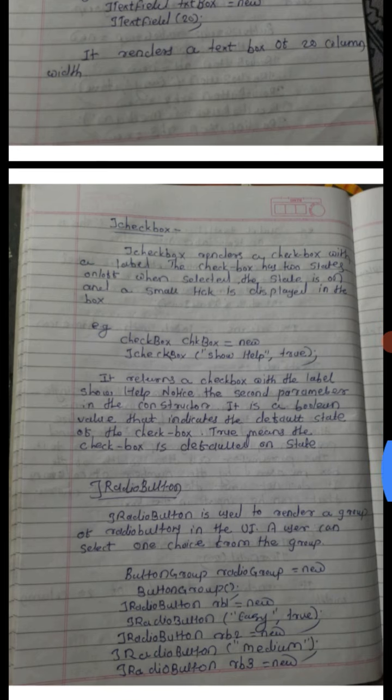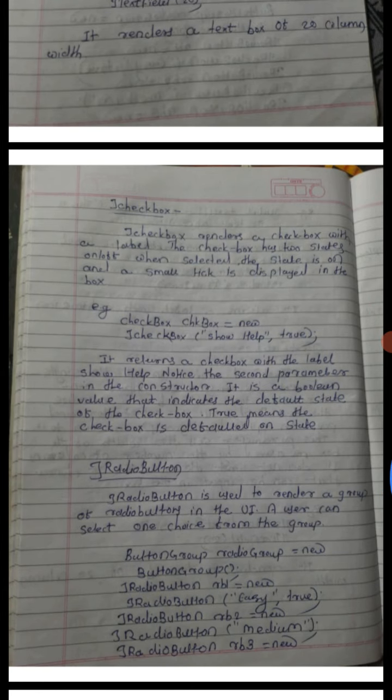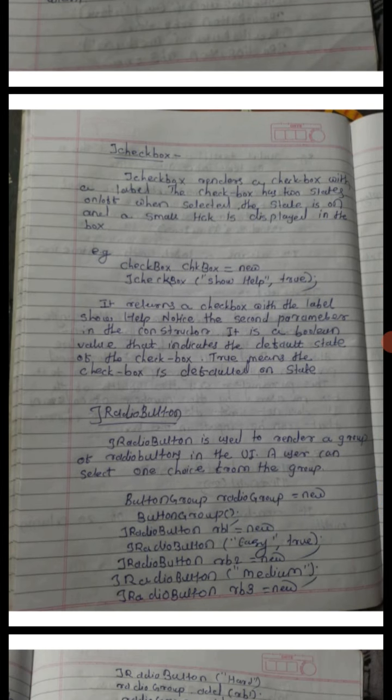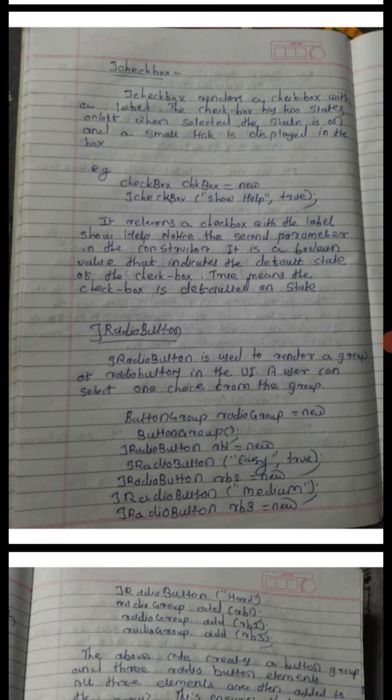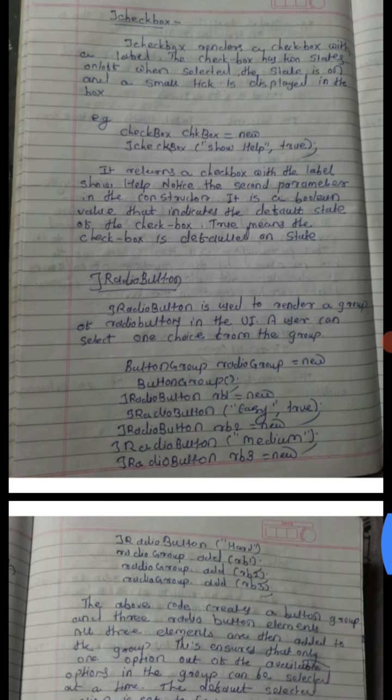Then next is JCheckBox. JCheckBox renders a checkbox with a label. The checkbox has two states, on and off. When selected, the state is on and a small tick is displayed in the box.